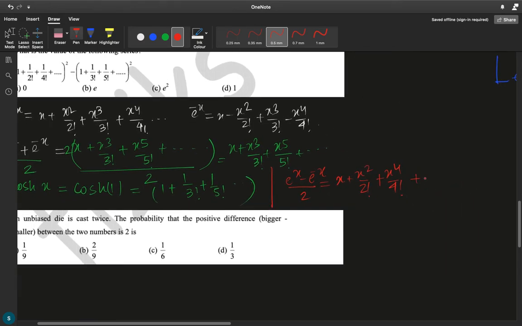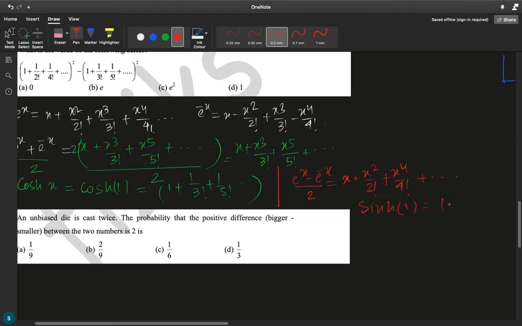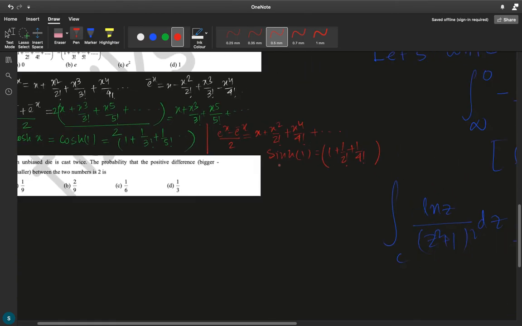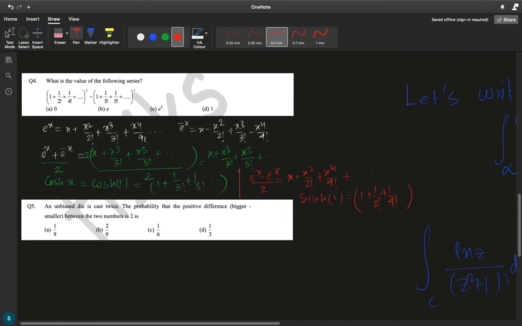Okay, so it will be there, and as this is sine hyperbolic of 1, this value will be 1 plus 1 by 2 factorial plus 1 by 4 factorial, and so on. Alright, so now from this equation you can clearly get the idea. So this is basically cos square hyperbolic x minus sine square hyperbolic x. Okay, so cos square hyperbolic 1 minus sine square hyperbolic 1, and this value is equal to 1. We know that, right? So this value, option D, is the correct option.